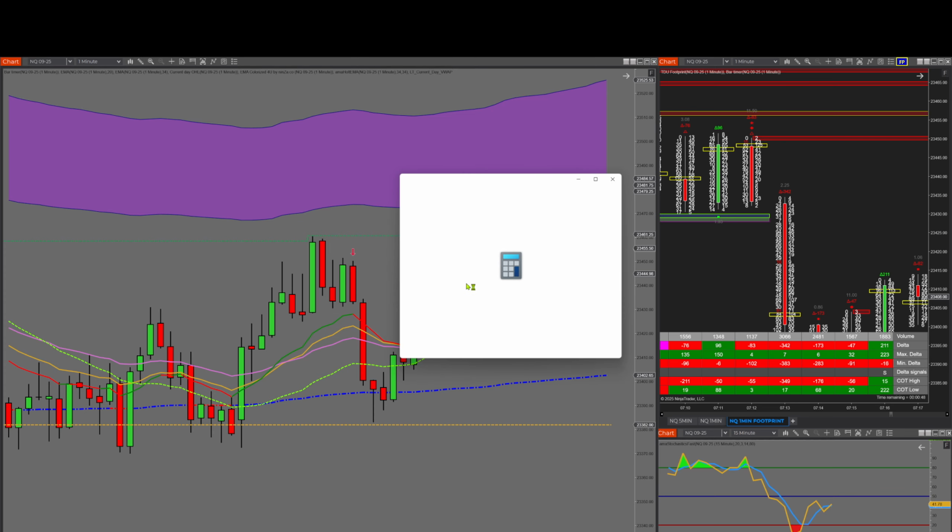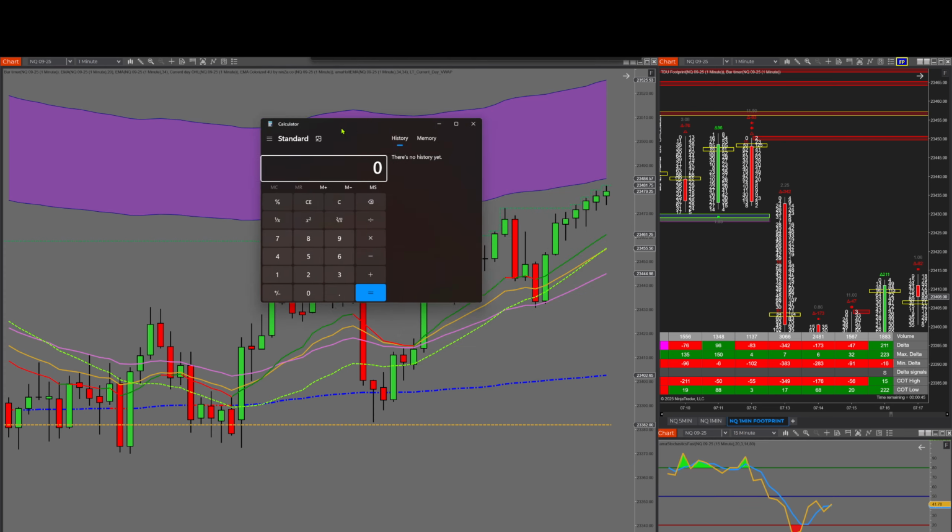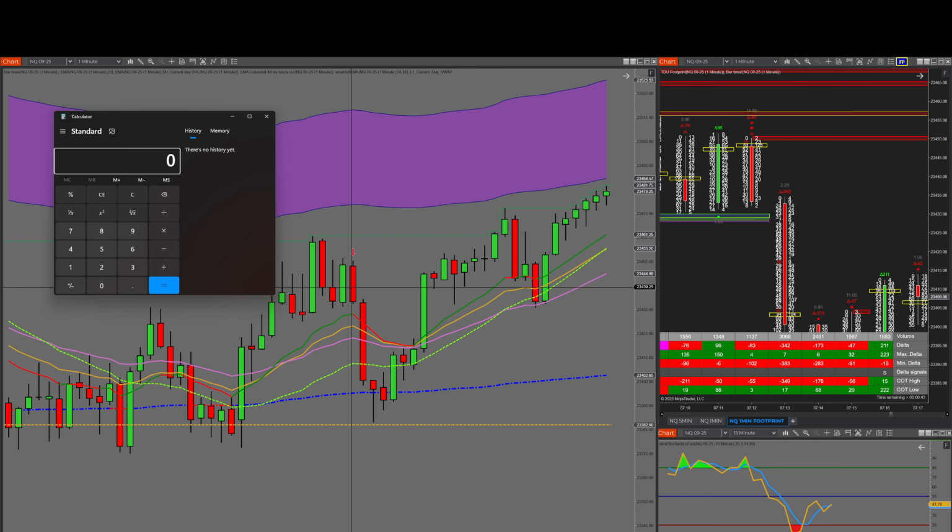So let's do the math for you guys. All right, so we have your entry. Give a little bit of room, 432.25, minus, and let's say you take profit right here, right above VWAP, 396.50. That's 35 3/4 of a point times $20 a point times 8 contracts. That's what you make. Okay, best gig in the world.